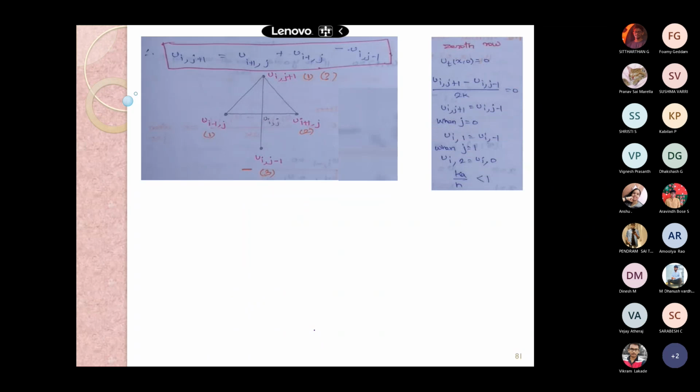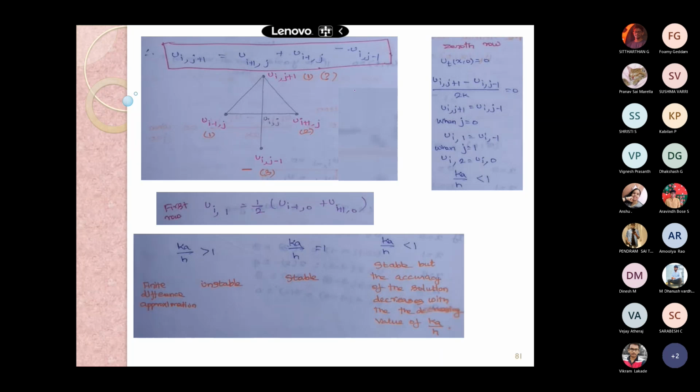In the zeroth row, u t of x comma 0 is equal to 0, and u of i comma j plus 1 minus u of i comma j minus 1 divided by 2k is equal to 0. Therefore, u of i comma 1 is equal to u of i comma minus 1. By applying this value in the equation, we will get an idea that can be applied to find the values in the first row.